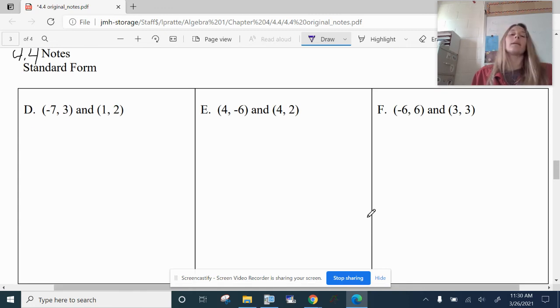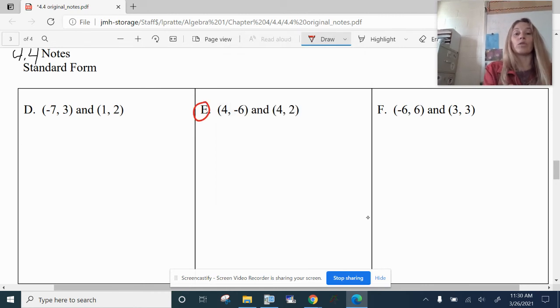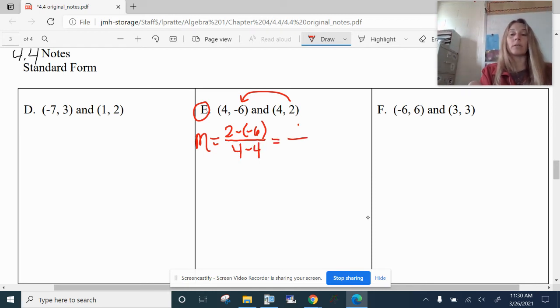Okay, now there's 3 more examples, similar idea. I'm just going to go to letter E because it's a little bit different. So if I go to find my slope here, look what happens. 2 minus negative 6, and then 4 minus 4. So on the top, we subtract a negative, so it's addition, we get 8. But on the bottom, I get 0. So this slope is, if you remember, it's called undefined.